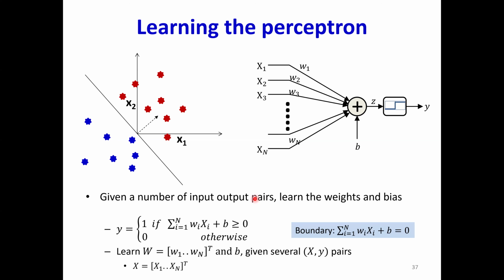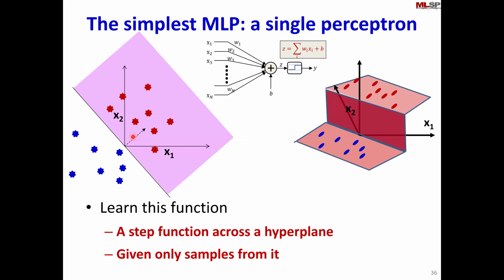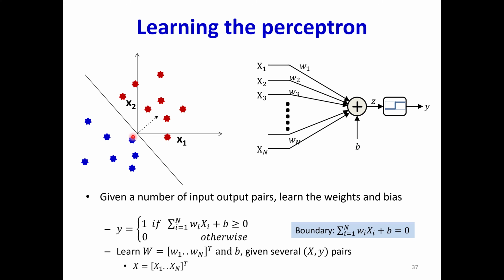So given these input-output pairs, basically these dots, where the red dots belong to class 1 and the blue dots belong to class 0, we want to learn the weights and the bias of the perceptron, and in effect, this classification boundary. Basically, you're trying to learn this entire step function, but you're trying to learn this from only the training dots. So the problem is that of learning all of these weights, which I can represent as a vector W, given several training instances where each training instance consists of a vector of features and a class label Y.